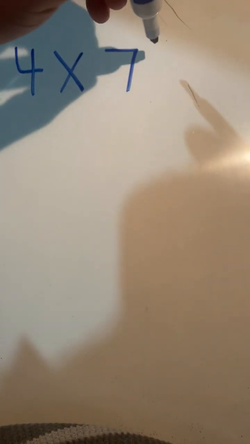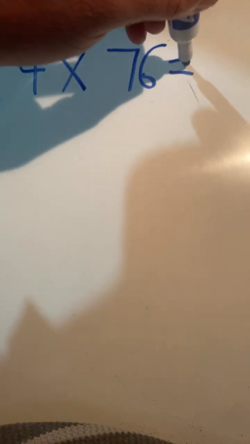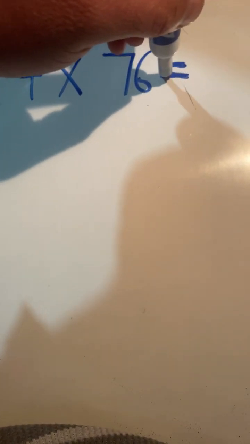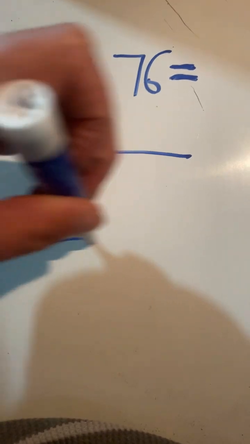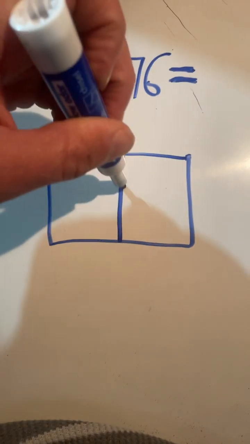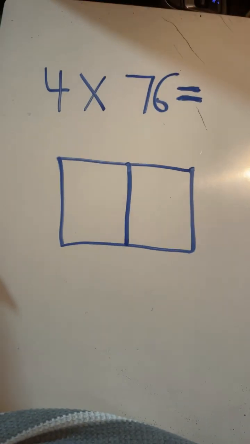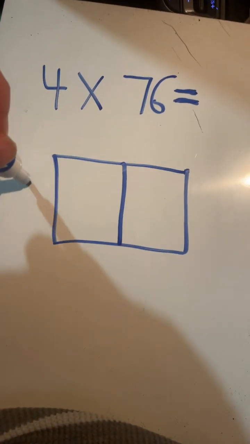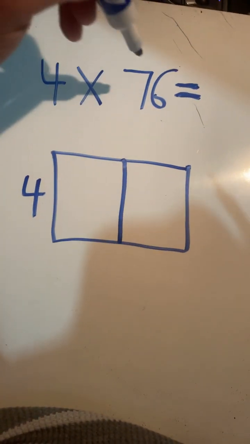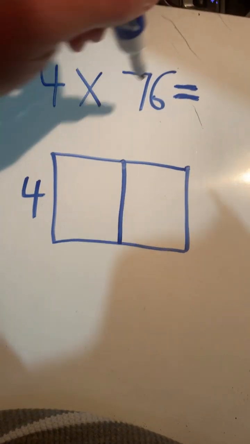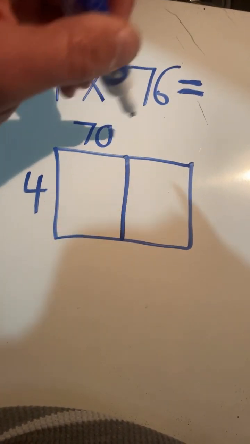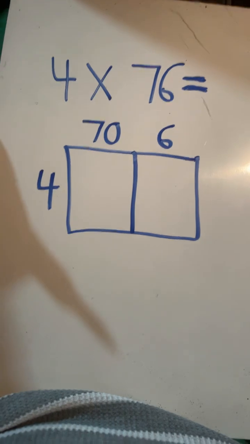All right, 4 times 76. So step 1, we break the number down into expanded form. 7 tens is a value of 70. 6 ones is a value of 6.